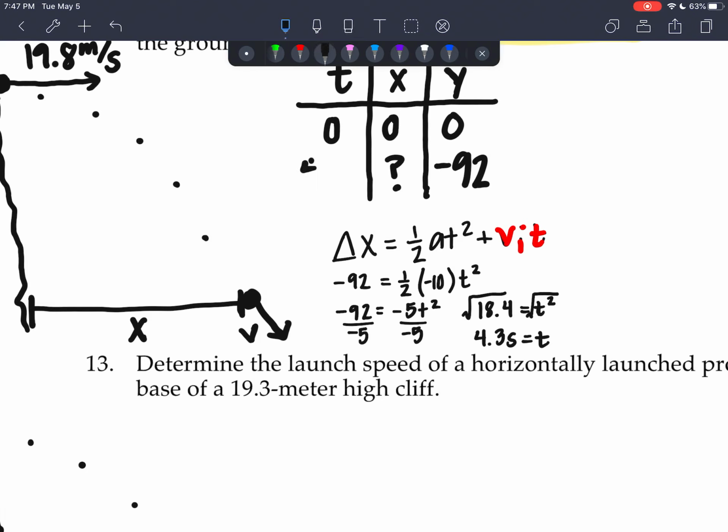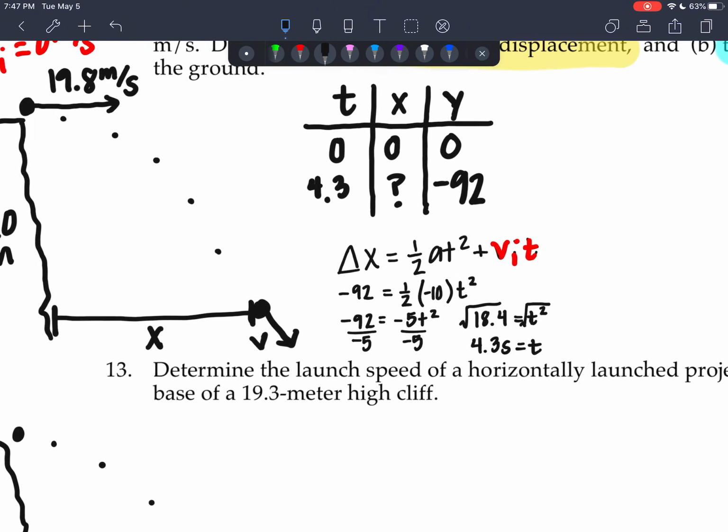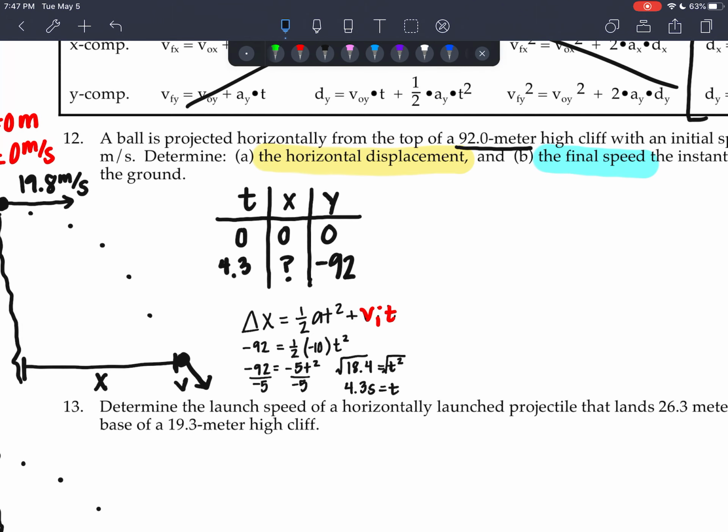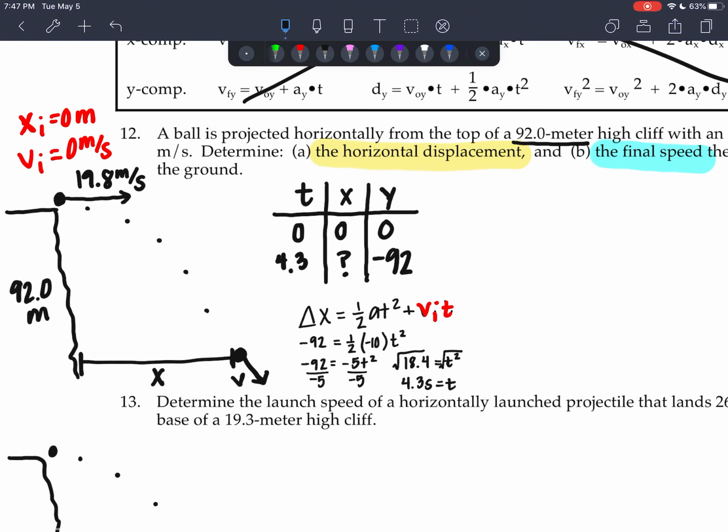My time is 4.3 seconds. So how does this help me? Because I wasn't asked to find my time. Well, finding my time is going to help me fill in the rest of this table, because now the only value that's missing is x. And when the only value that's missing is x, that means I can use some of my kinematic equations that involve time. So horizontally, my projectile is moving at a constant speed.